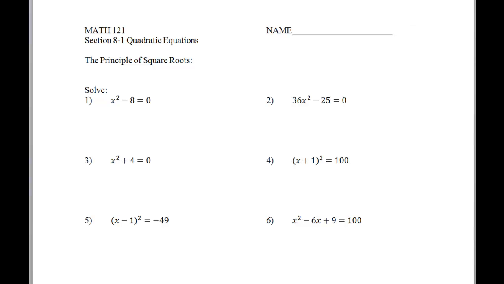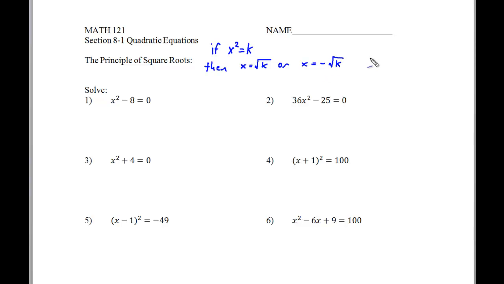The principle of square roots deals with this idea that if you take the square root of a number, you have a plus or minus possibility for that number. So the principle is an if-then statement that says, if x squared equals k, therefore x is equal to the square root of k, or x is equal to negative square root of k.